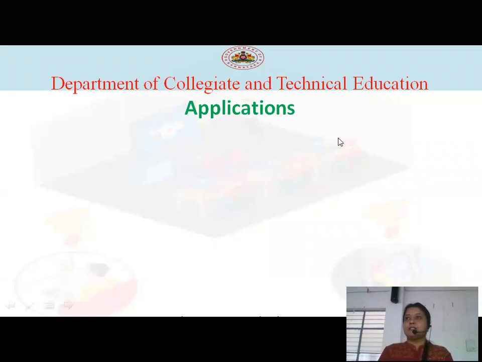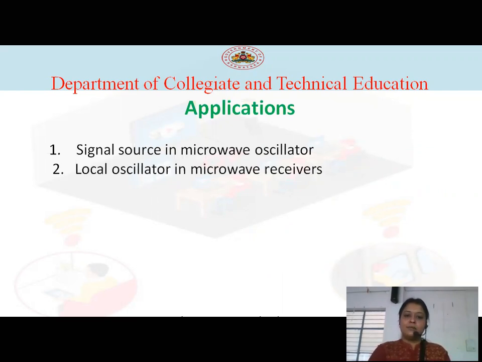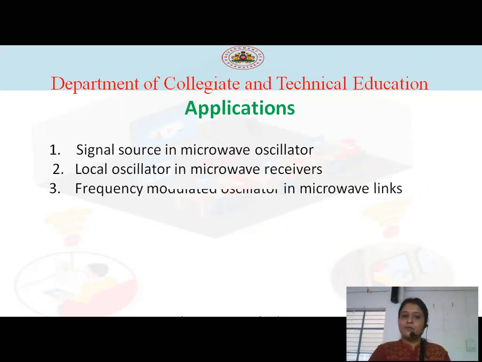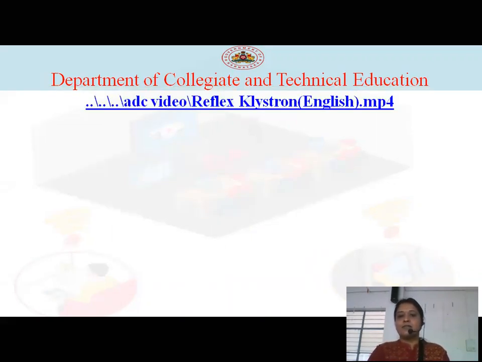Now the applications where this particular oscillator is used: that is, as the signal source in the microwave oscillator. In the microwave, wherever we need a signal source, it is used as the source because it generates the oscillations. Next is the local oscillator in microwave receivers, the frequency modulated oscillator in microwave links, and the pump oscillator for the parametric amplifier. These are some of the applications for that particular oscillator.